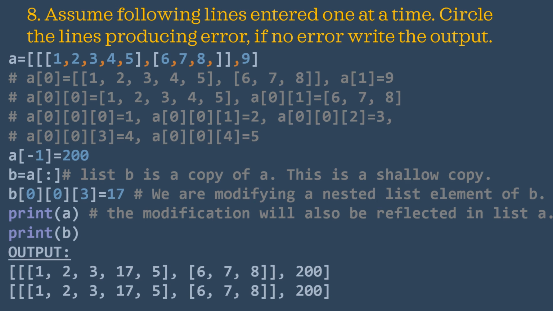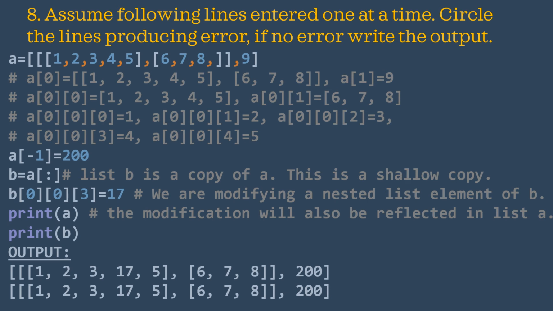So I have just shown what the things present at index number 0 are, like A of 0 is equal to a list of lists, containing two elements: 1, 2, 3, 4, 5 and 6, 7, 8. These are the two lists. And A of 1 is equal to 9, and A of 0, 0 is equal to 1, 2, 3, 4, 5, and A of 0, 1 is 6, 7, 8. A of 0, 0, 0 is equal to 1, A of 0, 0, 1 is equal to 2, A of 0, 0, 2 is equal to 3. Like this, I have just written there. You can see I have put it in the comment part.